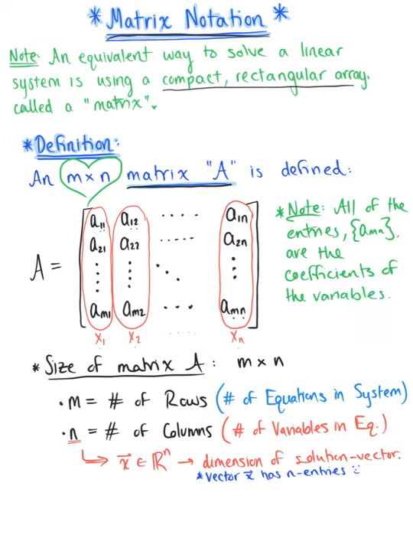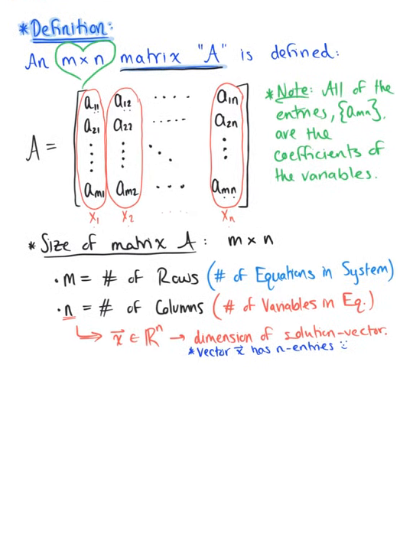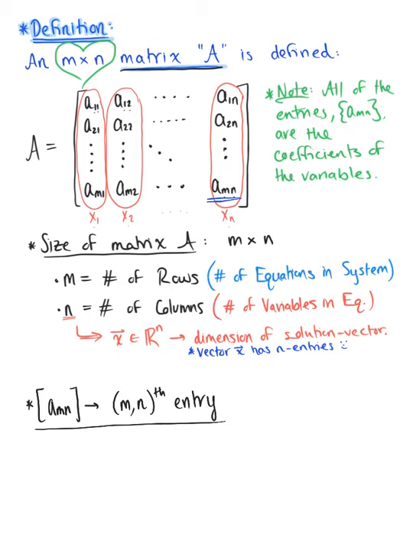And so last but not least here, let's go ahead and specifically think about how we can define this last entry here, a sub mn. So we would denote this a sub mn, and what this is, the mnth entry. It's a little bit of a tongue twister. And so this is the entry of the matrix in the mth row and nth column.